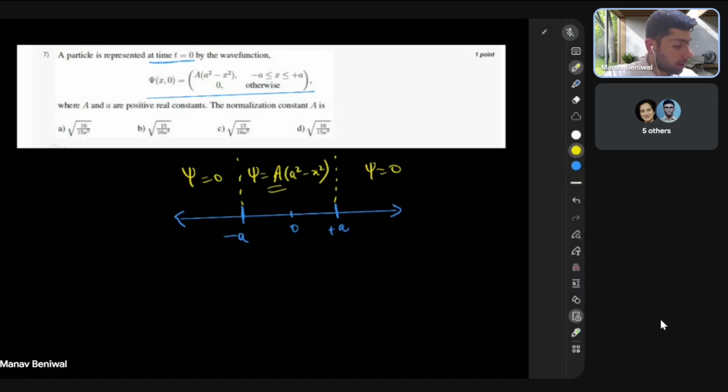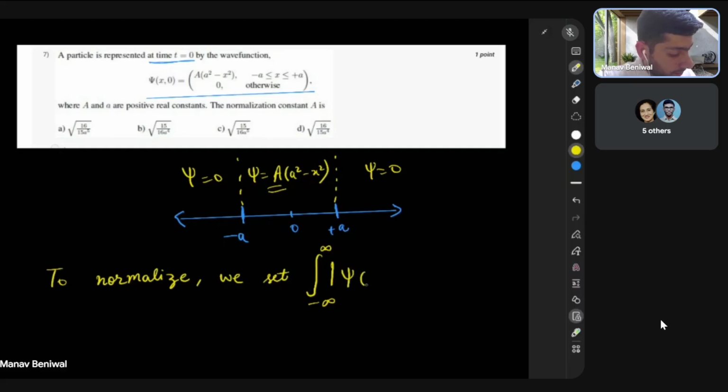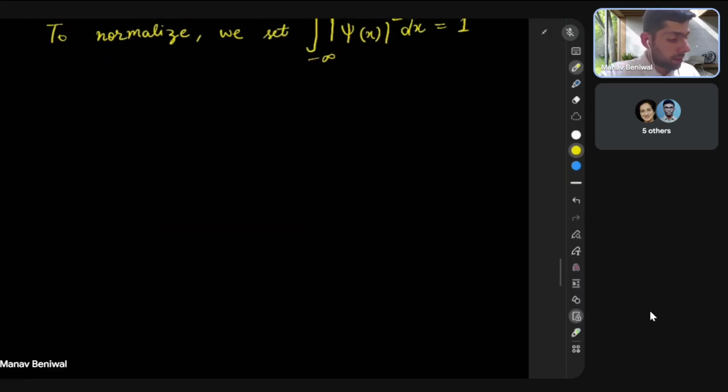So what is the normalization condition? To normalize a wave function, we set the following integral, from minus infinity to plus infinity of mod psi of x squared dx, equal to 1, because the total probability of finding a particle in all space is 1.